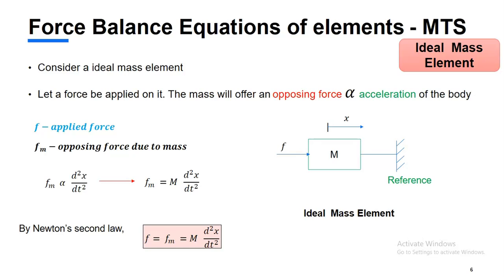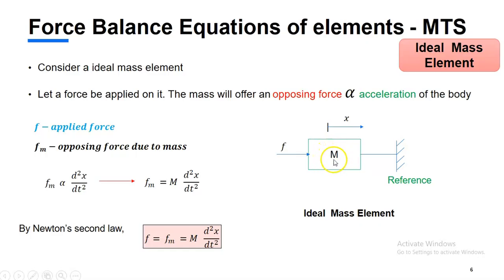Now let us try to write the force balance equation of the three important elements. Let us consider an ideal mass element. This is the representation of the ideal mass element, and this particular ideal mass element has negligible friction and elasticity. Let F be the force acting on the particular body. It is represented by the mass.